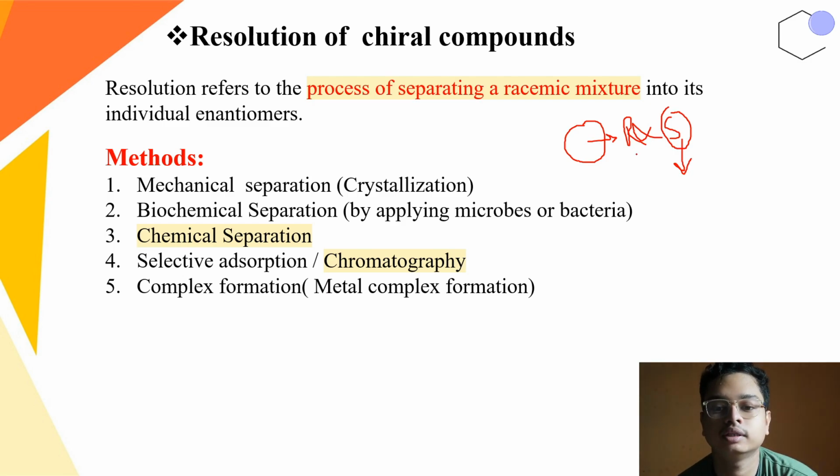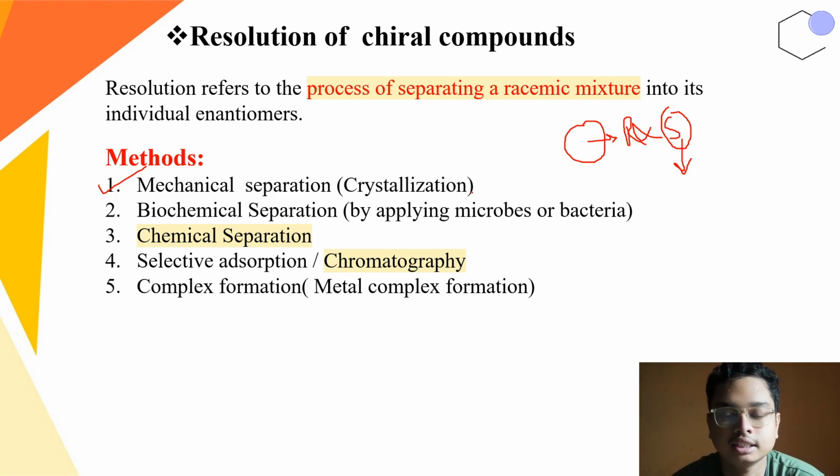Now this process is not so easy, since both enantiomers have similar physical and chemical properties. So it will be very hard to extract one of the enantiomers with precision. However, there are some methods to resolve racemic mixtures. The first method is mechanical separation, that is, crystallization.